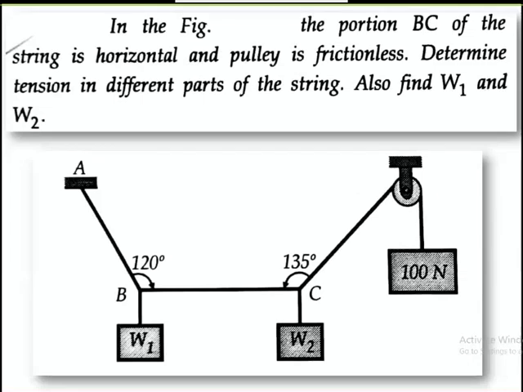Next one. In the figure, the portion BC of the string is horizontal and this pulley is frictionless. You have to determine the tension in the different parts of the string. Also, you have to find W1 and W2. This is the problem given.